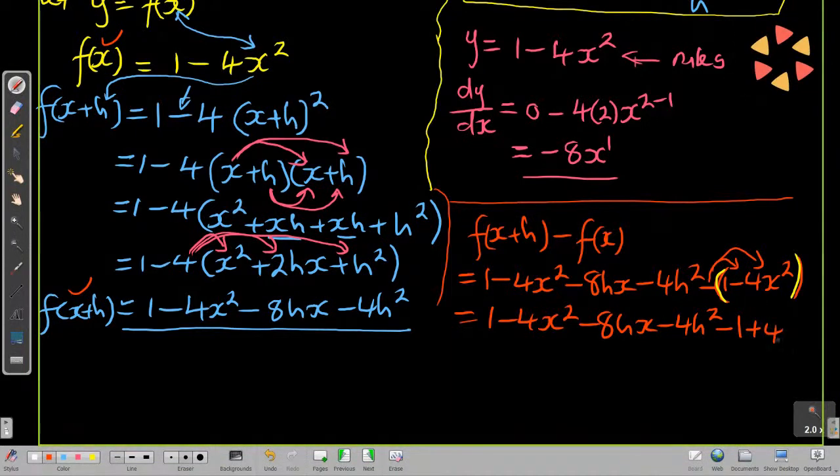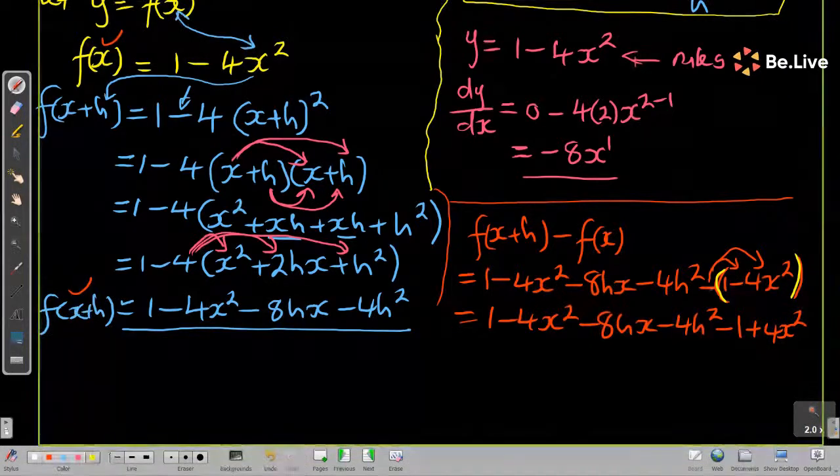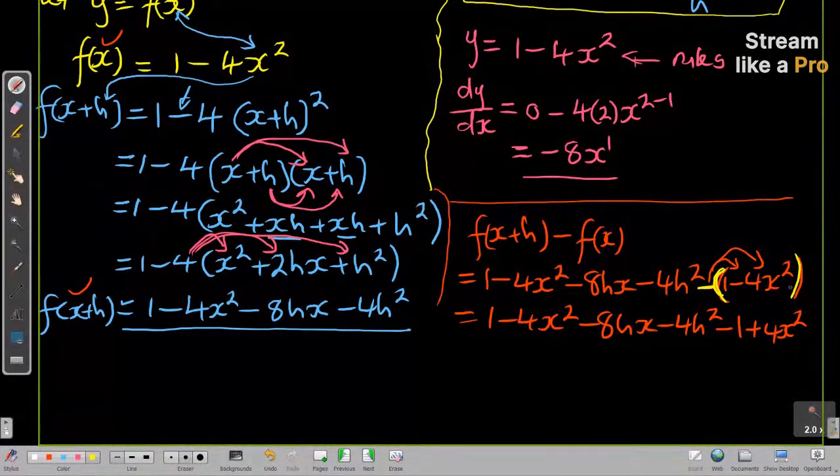Negative is positive 4x squared. So don't forget that this negative here is the one that must open. That's why you're looking at a negative and then you put a bracket. So it interchanges the signs that are inside.